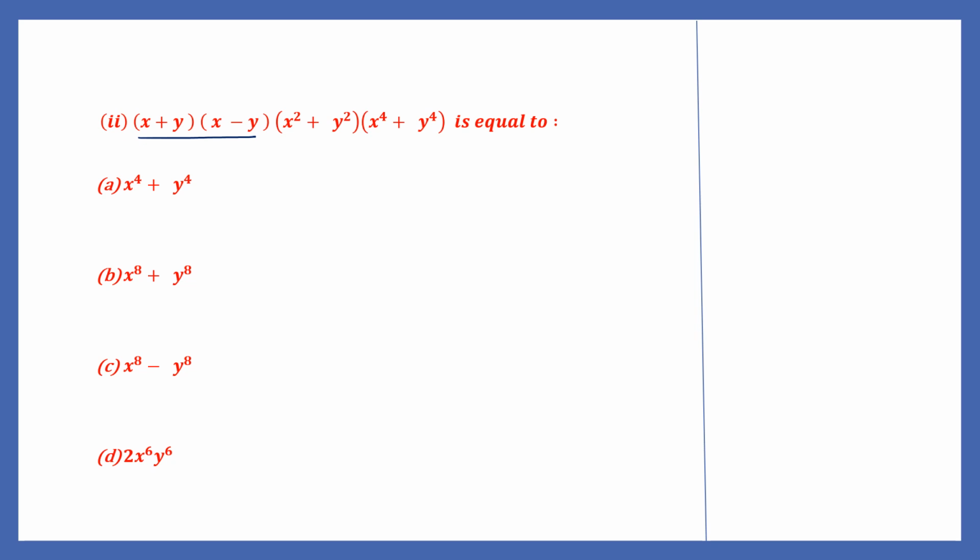It is in the form of a plus b into a minus b. It's the same thing, isn't it? The first term and the second term are the same here, and one is addition, one is subtraction. Now what is this equal to? A plus b into a minus b is equal to a square minus b square. So if this is also the same format, this will be equal to x square minus y square, isn't it? So what we have got here is, we have worked this out and we have got this.